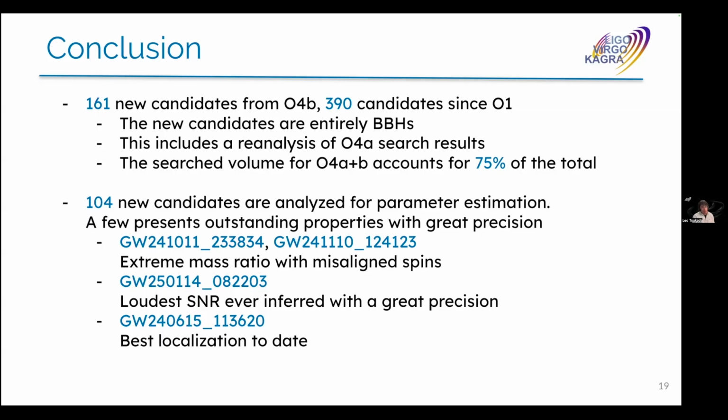For example, GW241011 and GW241110 are unequal mass ratio binaries with well-measured misaligned spin, which might imply hierarchical merger candidates. And GW250114 is the loudest signal we have ever detected, with source properties measured to unprecedented precision. And last but not least, GW240615 is the best localized candidate to date at 6 square degrees, which indicates a direct benefit of having the Virgo detector back in the network.